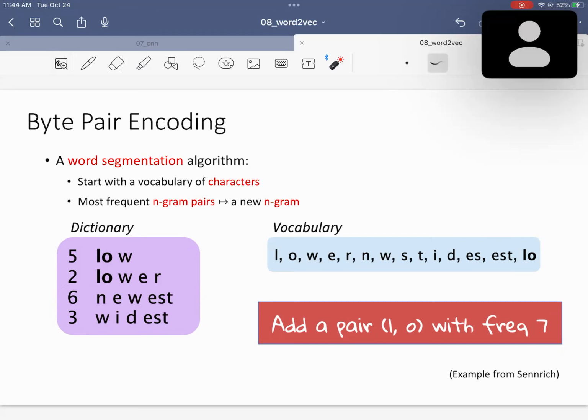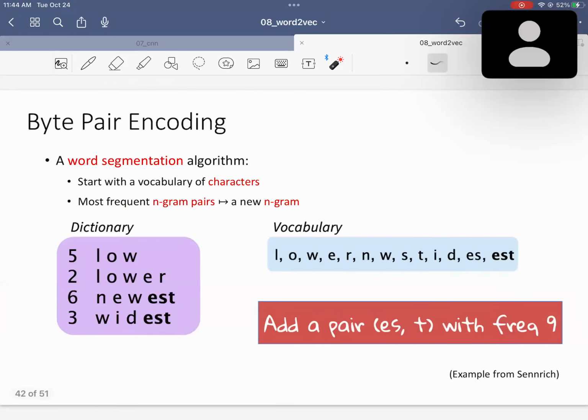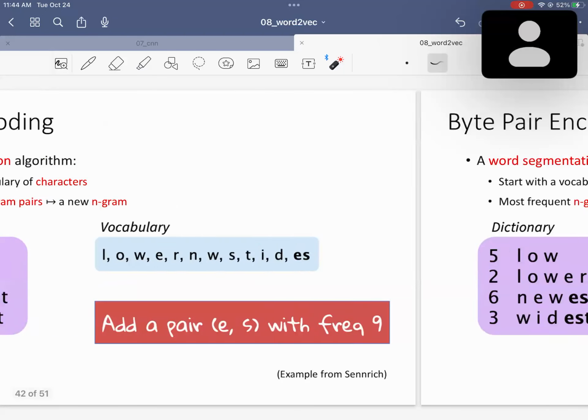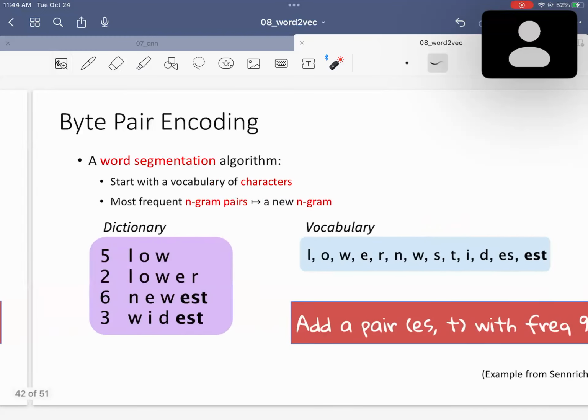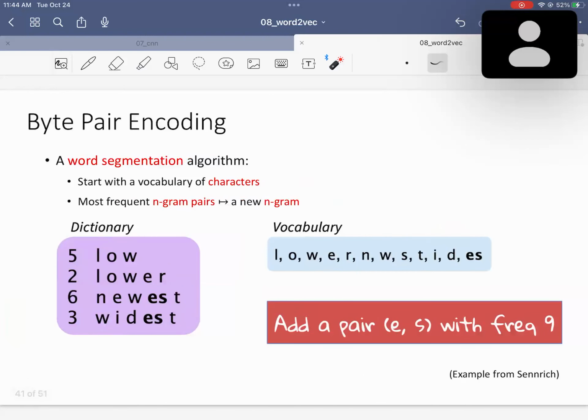Do we have to be careful with the sequence in the pair? Actually, no, because as I said, ES and T became EST. T came after ES, so it doesn't matter. Why does EST appear 9 times, not 2 times? I'm not sure. EST, like ES and T, 9 times.